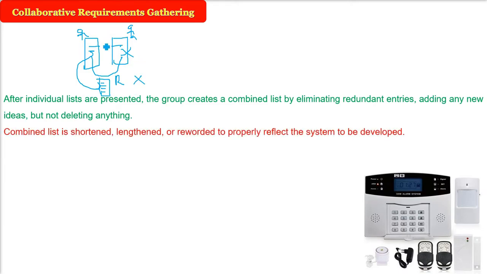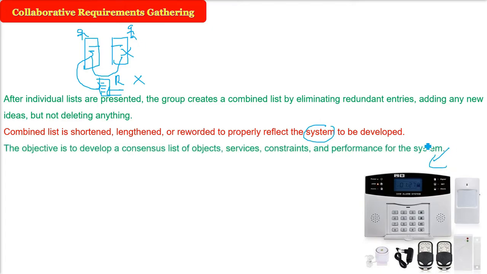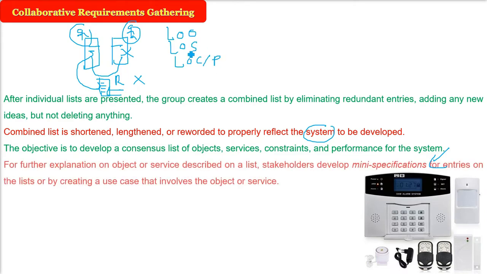Now this combined list, which has been made from the 3 lists actually: the list of objects, list of services and list of constraints, these can be shortened, lengthened, or even reworded. What is the objective? It is collaborative requirement gathering. The objective is that everyone has a consensus on these 3 things: objects, services, and the constraints and the performance. So this is what we are doing.